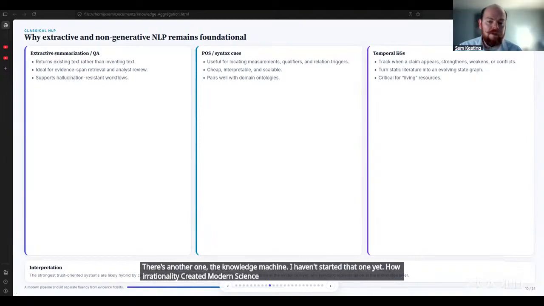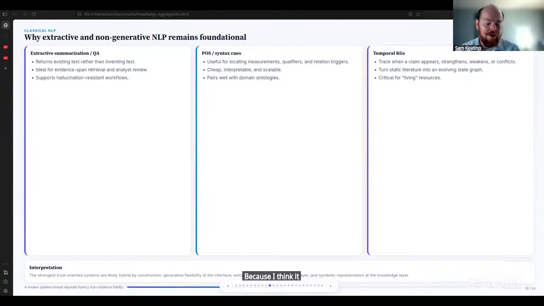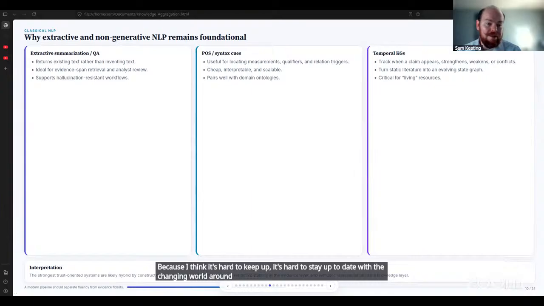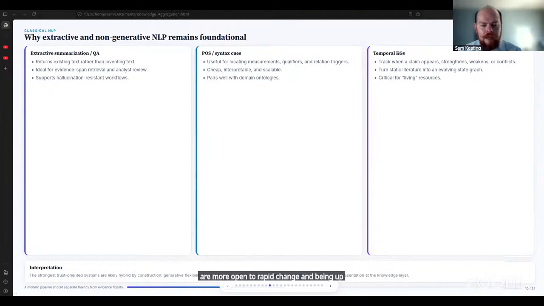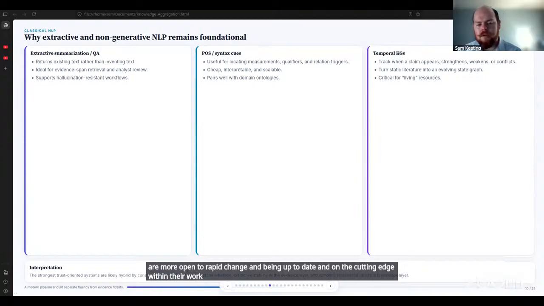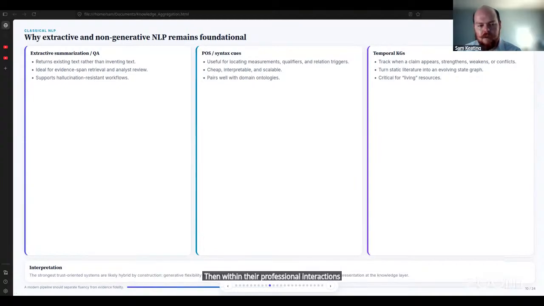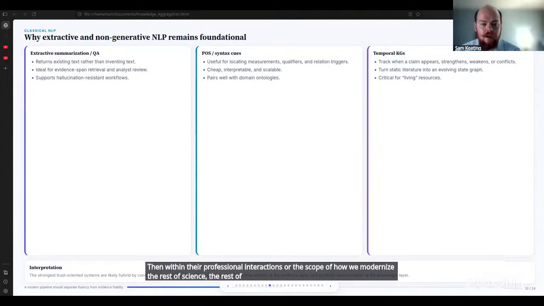I'm very interested in trying to figure out how to modernize science because I think it's hard to keep up. It's hard to stay up to date with the changing world around you. And I find that a lot of scientists are more open to rapid change and being on the cutting edge within their work than within their professional interactions or the scope of how we modernize the rest of science, the rest of professional life, and the rest of human life.